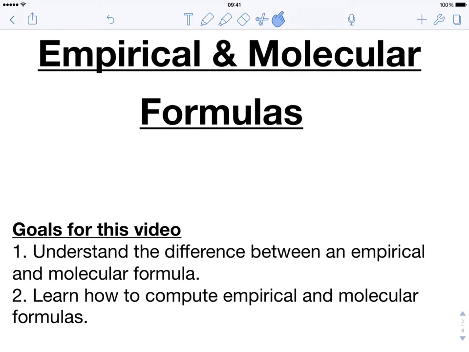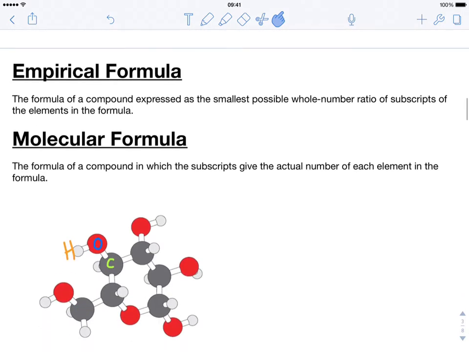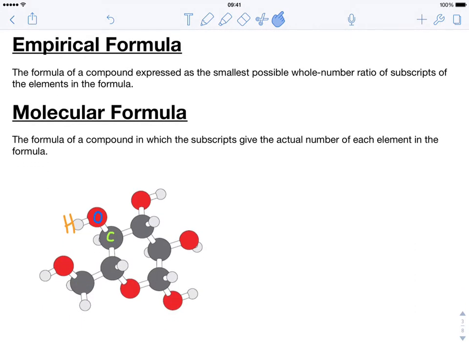This video is going to cover empirical and molecular formulas, and the goals for this video are to understand the difference between an empirical and molecular formula and to learn how to figure out empirical and molecular formulas from experimental data. So first, let's go over some definitions for empirical and molecular formulas.